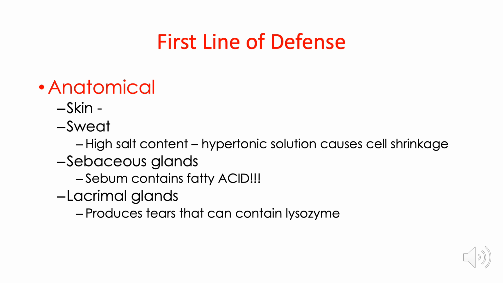Next, sebaceous glands, which are responsible for the production of sebum. How do you think sebum can contribute to immune responses? Sebum is high in fatty acids. And anything acidic can actually kill microorganisms. Lacrimal glands are also classified under anatomical first line of defense because lacrimal glands can produce tears, and tears are rich in lysozyme. You have learned from part 1 of Introduction to Immunology that lysozyme can damage the bacterial cell wall.